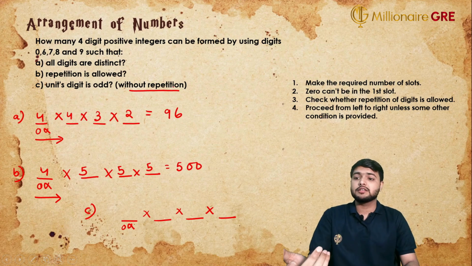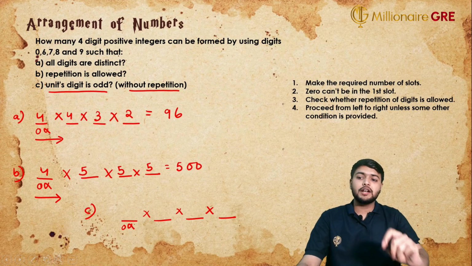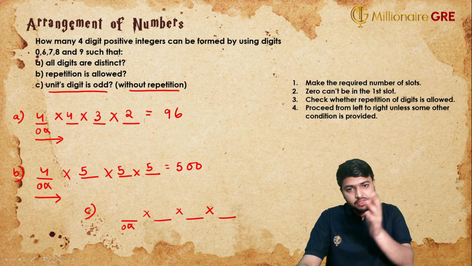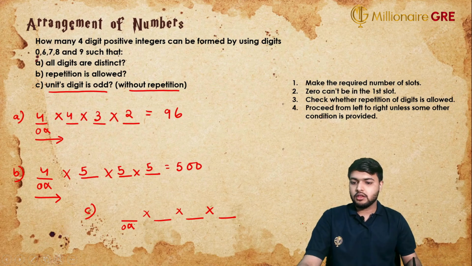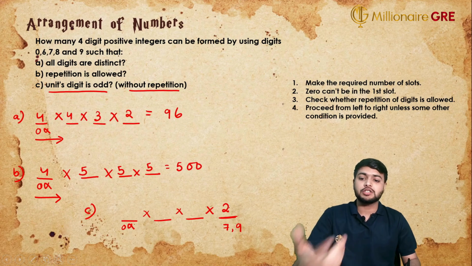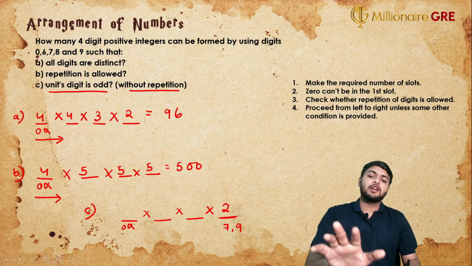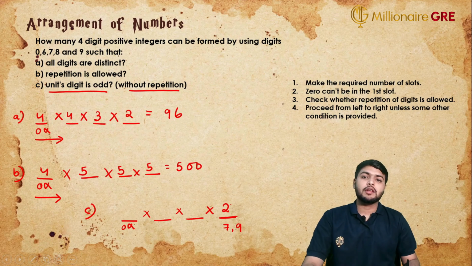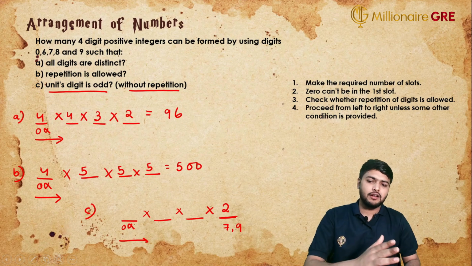There is another condition provided: units digit is odd. So first we will take care of that condition and then move from left to right. So in the units place, any of 7 and 9 can come. So there are 2 possible ways to fill up the units place. Now that we have taken care of the condition, we can move from left to right.